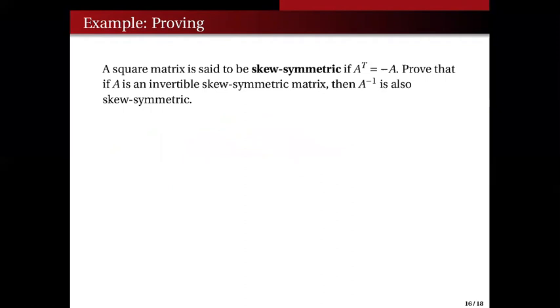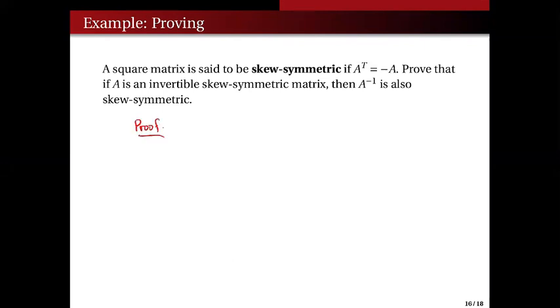Next, this will be the last example for this lecture. A square matrix is said to be skew symmetric if A transpose equals negative A. That's what we defined earlier. We want to prove that if A is an invertible skew symmetric matrix, then A inverse is also skew symmetric. The proof will be similar to the other theorem that we proved earlier.